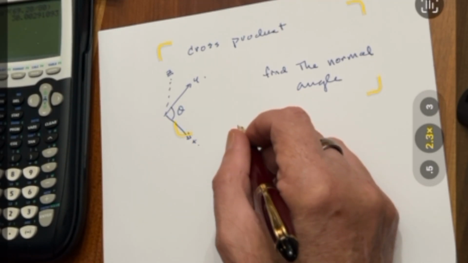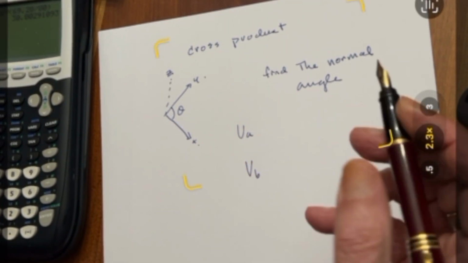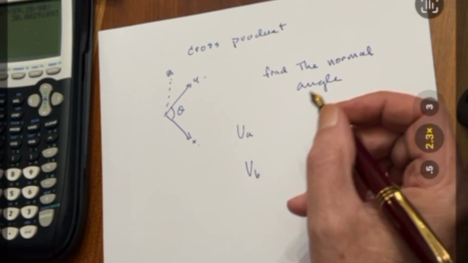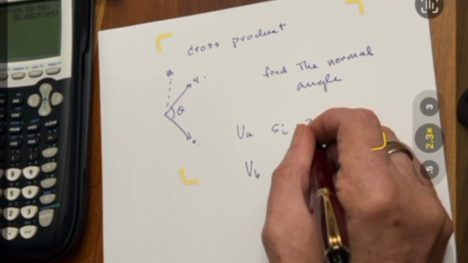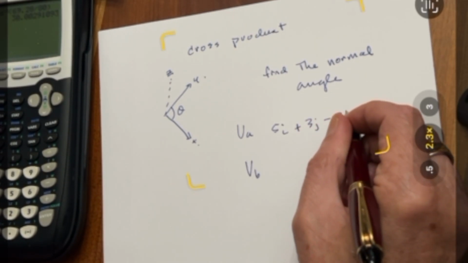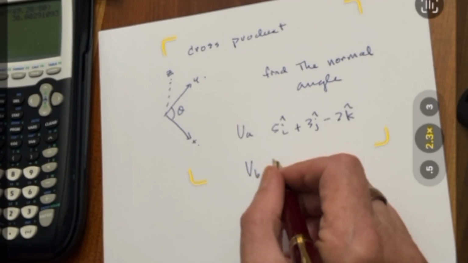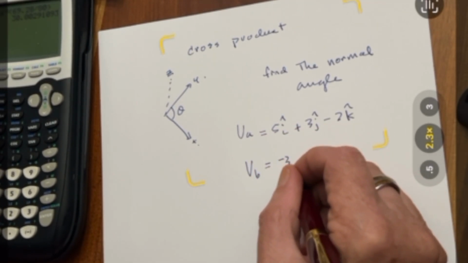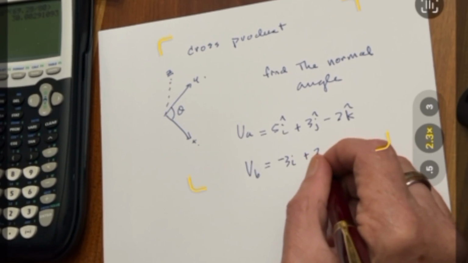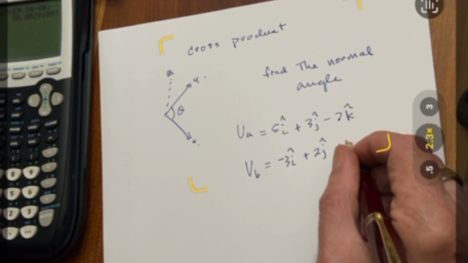Okay, so let's take two vectors. We'll take vector A and we'll take vector B. And we'll describe vector A as follows: 5i plus 3j minus 2k. And these are, of course, unit vectors. Vector B, on the other hand, will be negative 3i plus 2j plus 4k.